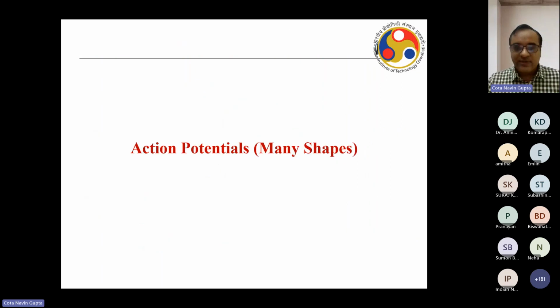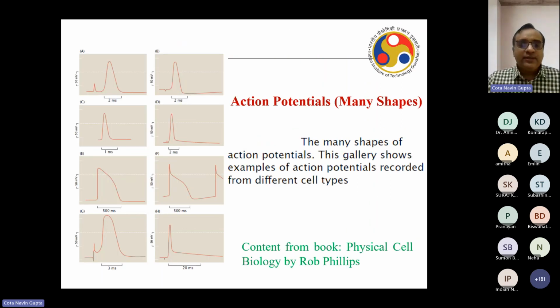So going forward, action potential: there are many types of neurons across various organisms, and the action potentials are not going to be the same. They are going to vary depending upon the neuron, the function of the neuron, where exactly it's occurring, and also which organism it is present in. Okay, so this shows that action potentials have many shapes.